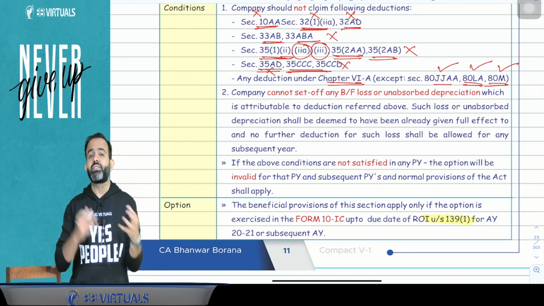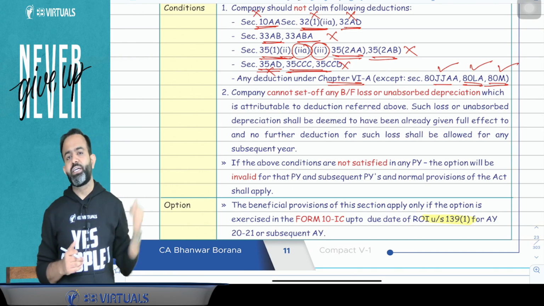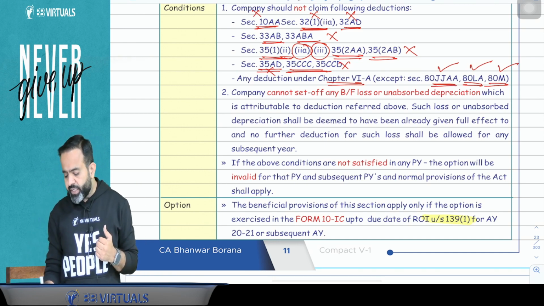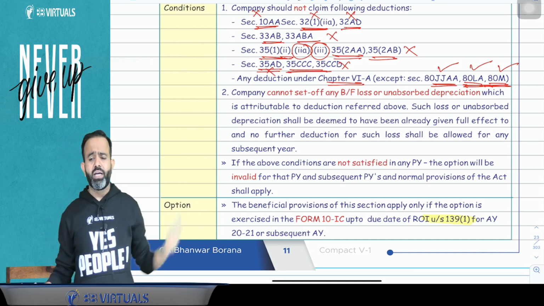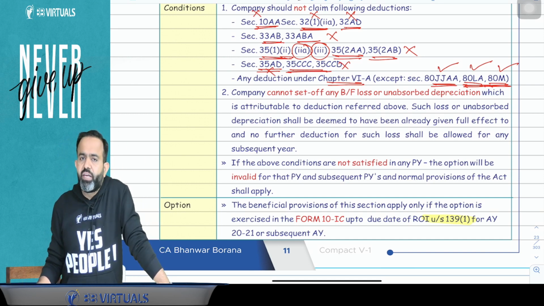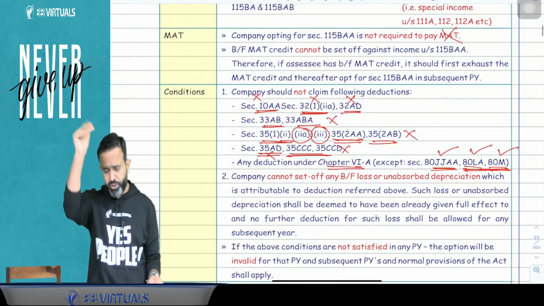This means a domestic company that received a dividend from another domestic company, a foreign company, or a business trust can claim one deduction under section 80M. So these three deductions can be claimed by a company, but other than these three, no deduction under Chapter 6A is available to that company. You got my point or not? Yes. So all people, pay attention.